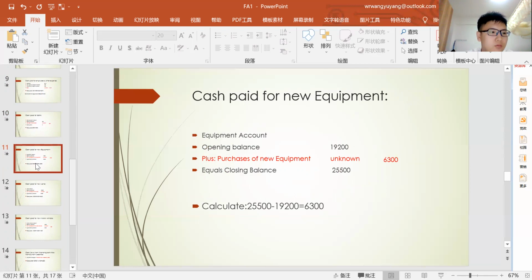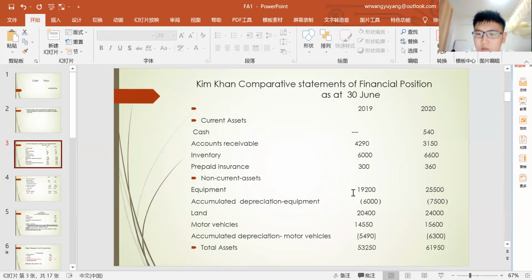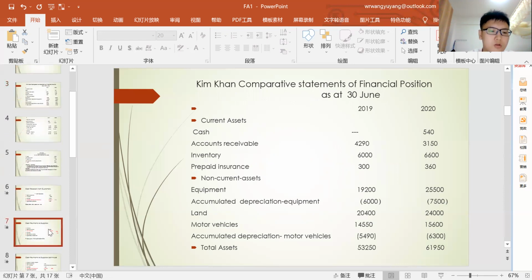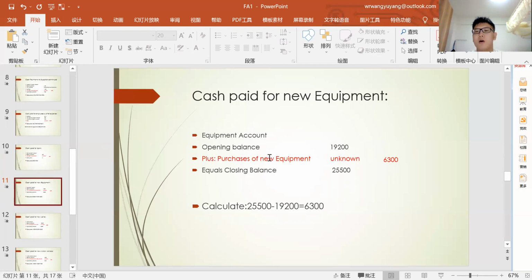The next step is to calculate cash flow from investing activities. From the title, we look at cash paid for new equipment. The equipment opening balance is 19200 and the closing balance is 25500. So the purchase of new equipment is 25500 minus 19200 equals 6300. So the company purchased 6300 of new equipment.